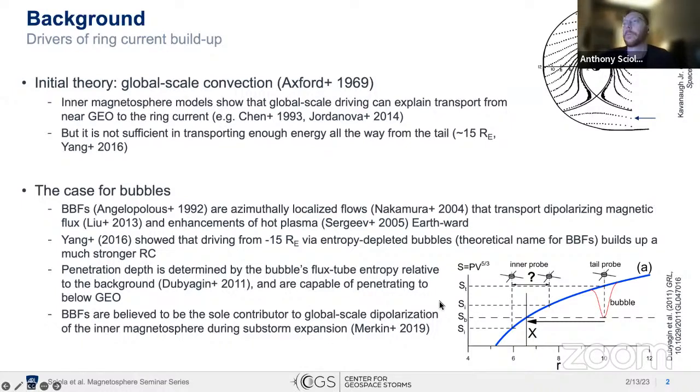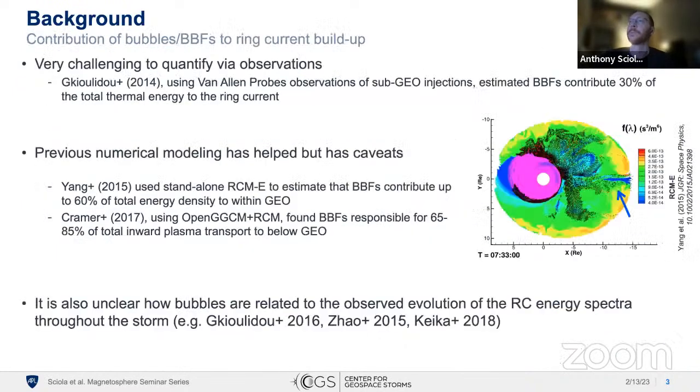And so BBFs are believed to be the sole contributor to global scale dipolarizations of the magnetosphere during substorm expansion. And so along with many other reasons, the question arises of how much of these are actually contributing to the buildup of the ring current versus global scale convection. It was a very challenging question to answer with observations quantitatively. There's very, very few studies with it. Giolito 2014 used Van Allen Probes observations of injections that reach below geo to estimate that BBFs contribute about 30% of the total thermal energy to the ring current, but this required lots of assumptions and extrapolations.